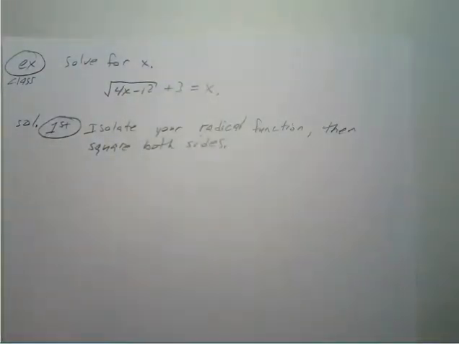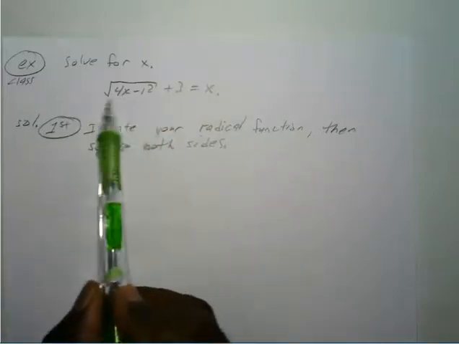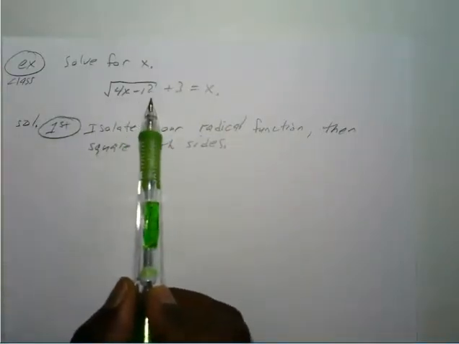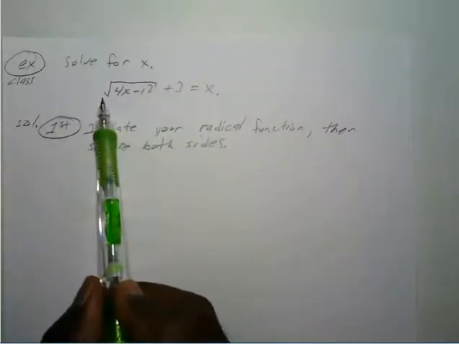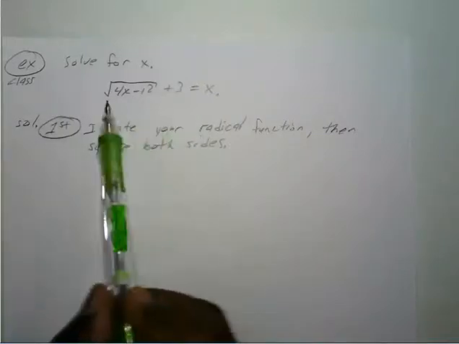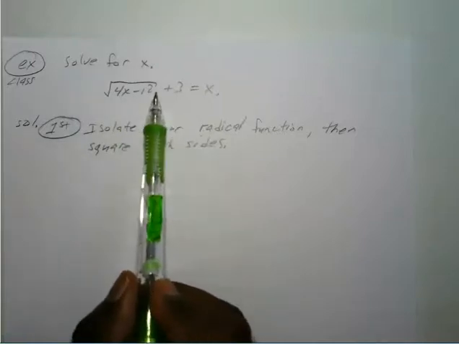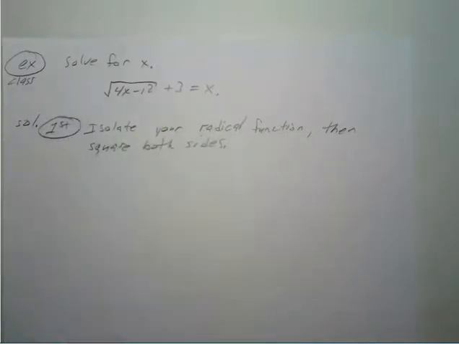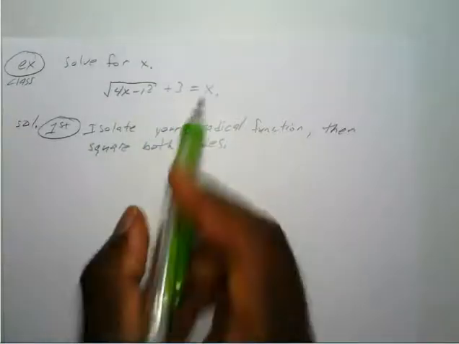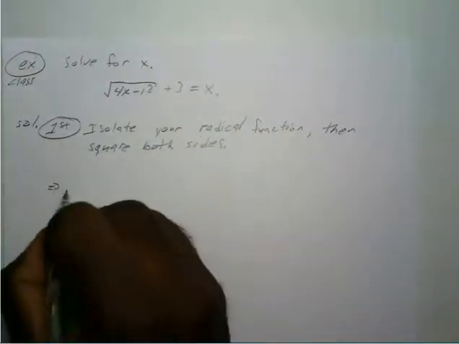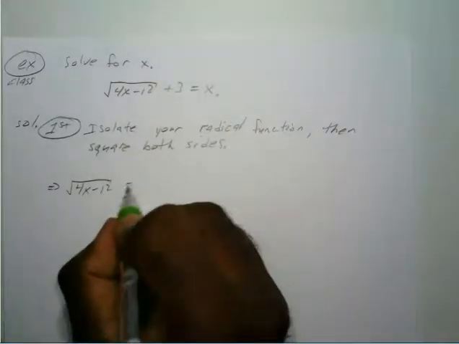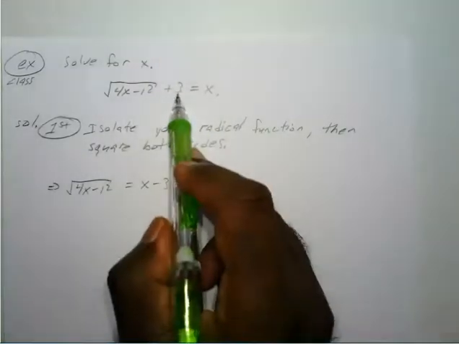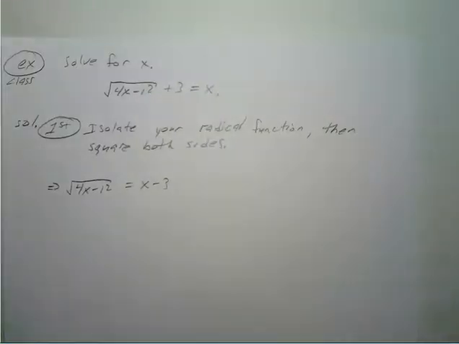Okay, now if you notice here, our root function is not isolated. It's not the only term on that side. You have that plus 3. So whenever you have a root function and you have a plus a number or plus something, you have to get rid of it so that root function is by itself. Okay, so if we subtract 3 from both sides, we will actually end up with square root of 4x minus 12 equals x minus 3, because we just subtract 3 here, subtract 3 on this side, and that's what we end up with.